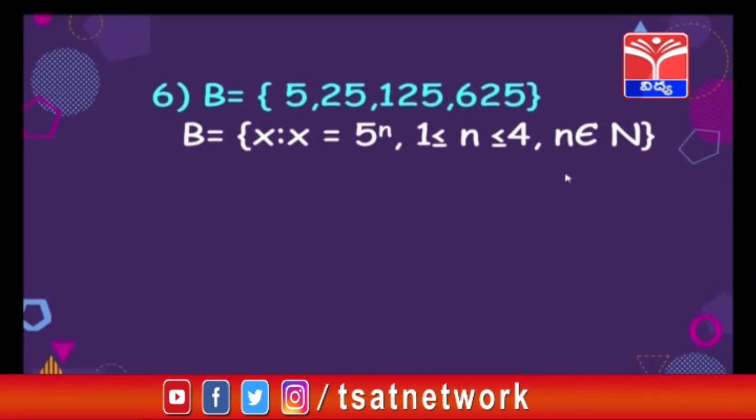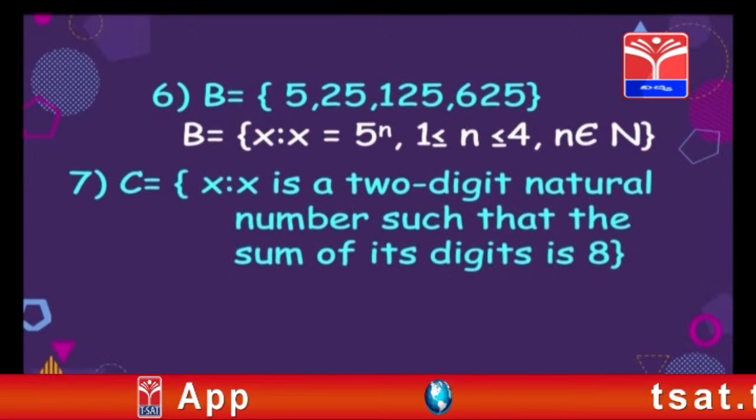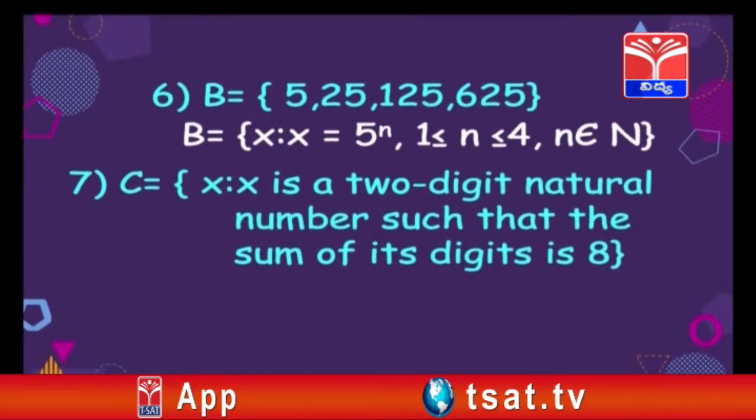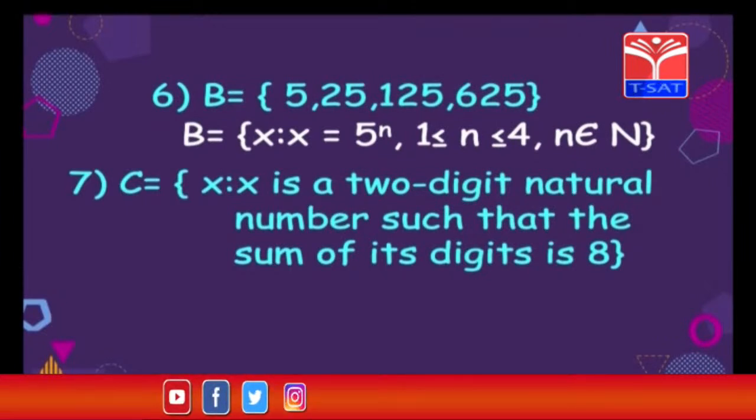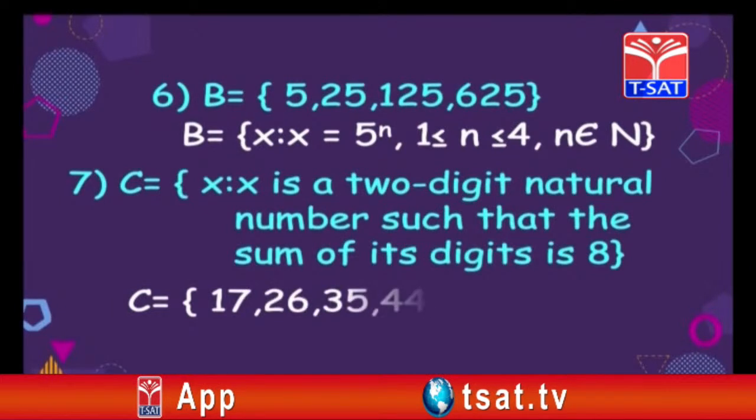where n is a natural number. Now, let us take another example C consisting of x, where x is a 2-digit natural number such that the sum of its digits is 8. So, you are asked to write the elements of the set C such that the elements when you are taking, they should be 2-digited, and when you add up the 2 digits, the sum should be 8. Now, let us see what are the elements of it.